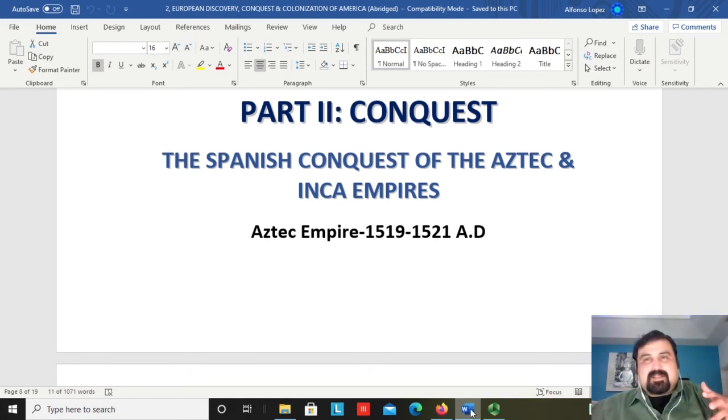So how is it that such a small force of soldiers were able to subdue those two empires? Again, when we talk about the conquest, we're talking about the Spanish conquest, because they're the first ones arriving. They're the ones that are going to claim credit for Columbus's discoveries, and they're the ones actually arriving first before all the other Europeans to explore the islands of the Caribbean and to start exploring the American mainland.